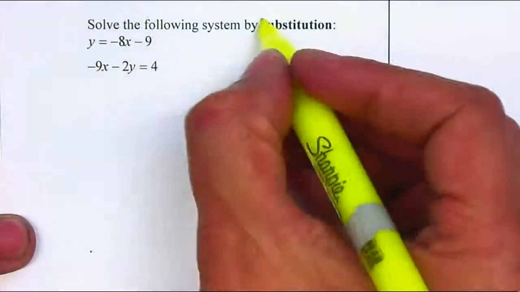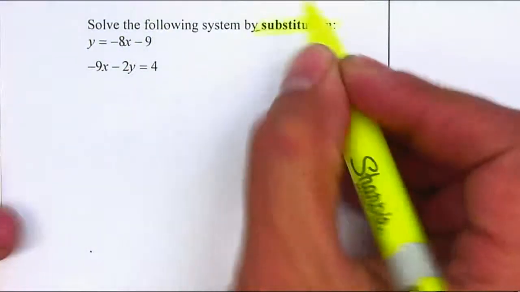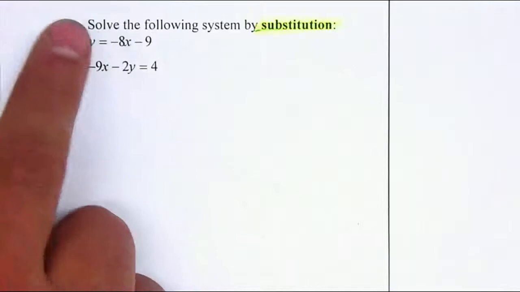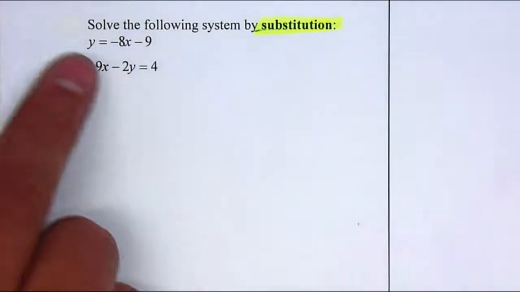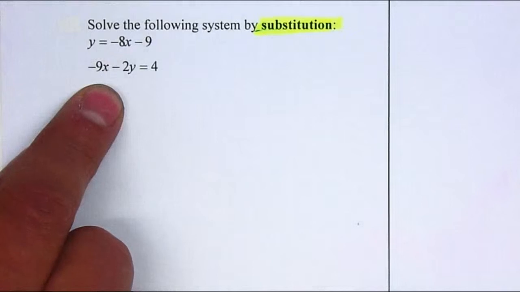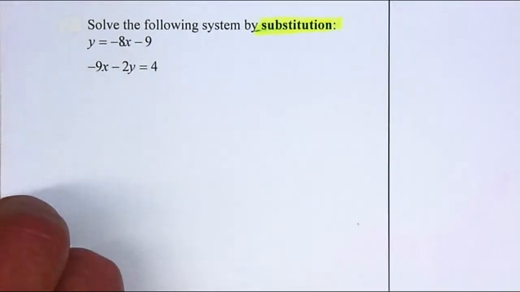Solve the system by substitution. By substitution, we have two equations. Now, if you want to solve it by graphing, you graph each of the equations and find out where they cross. That'll be one of the ways you can solve it.